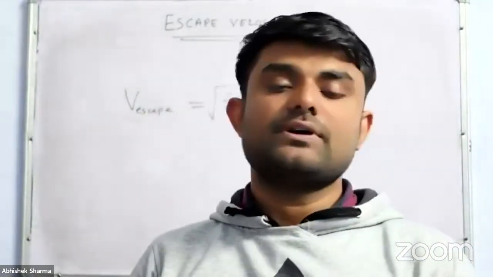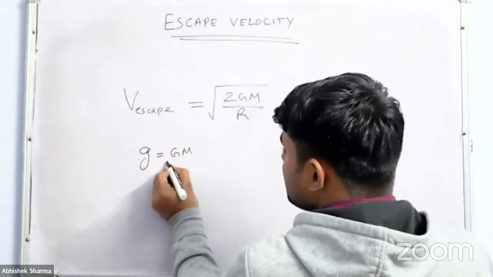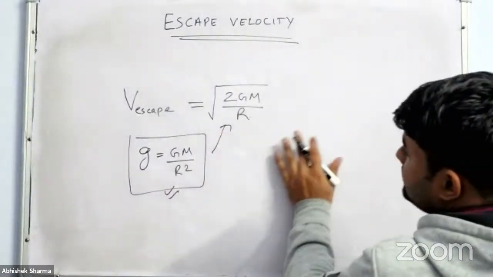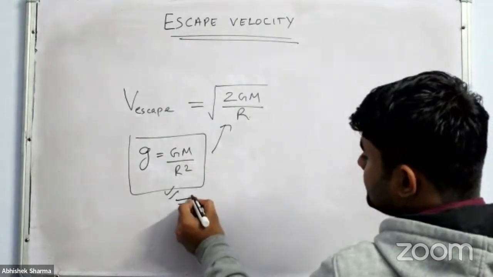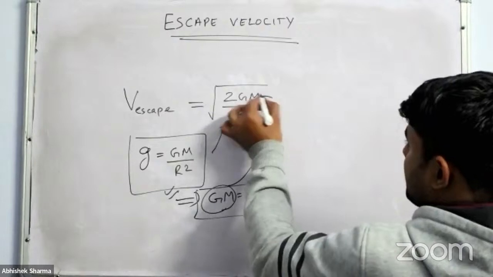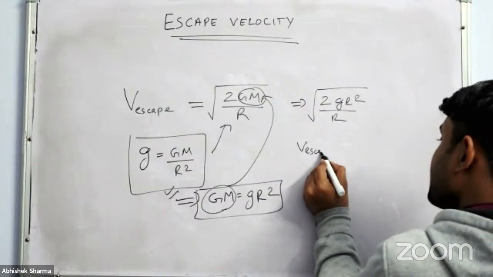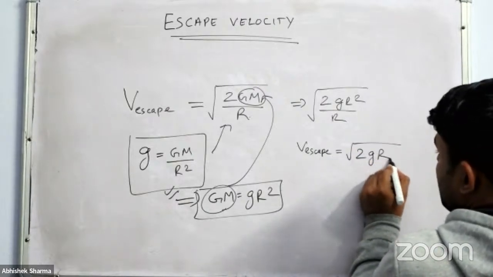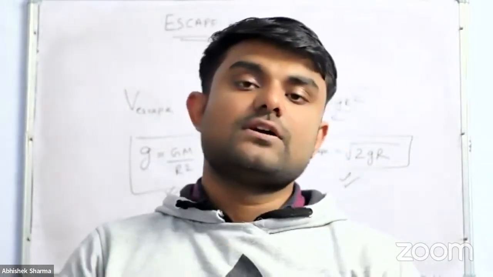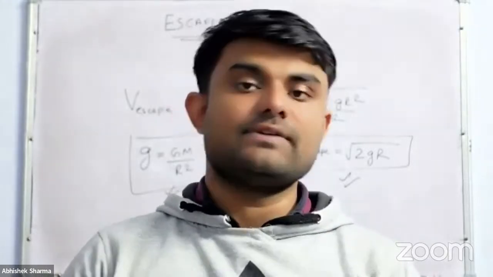We know the formula for acceleration due to gravity in terms of capital G, M, and radius of the Earth. So in terms of acceleration due to gravity, escape velocity is written as square root of 2gR. When I say g, it means small g, which basically means acceleration due to gravity. Okay, please note it down.